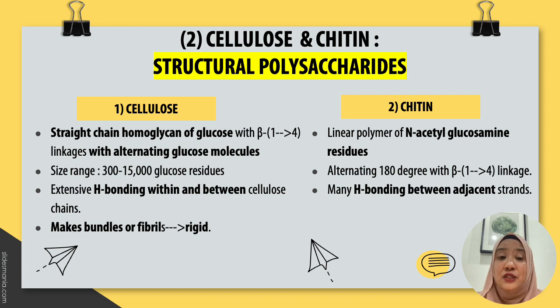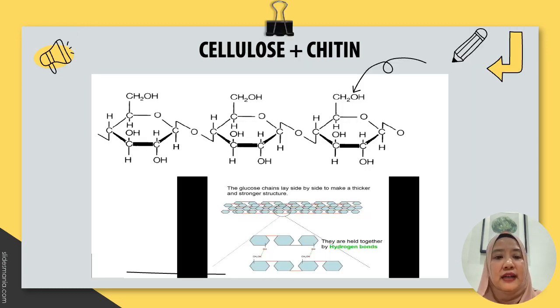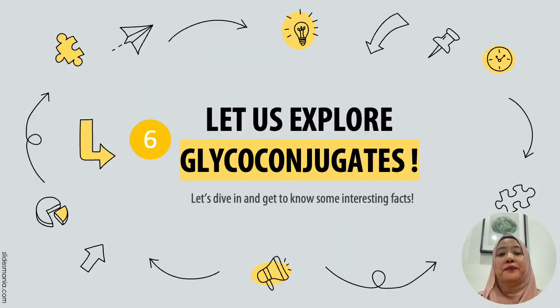So that was storage polysaccharides, whereas cellulose and chitin are structural polysaccharides. Cellulose is made out of straight chains of homoglycan of glucose with alternating glucose molecules, whereas chitin is a more linear polymer made out of N-acetylglucosamine residues. In both cellulose and chitin, you've got hydrogen bonds that hold them together, which makes them stronger and more rigid in nature. This is how cellulose and chitin look like. And that's basically your monosaccharide, disaccharide, oligosaccharide, and polysaccharide.